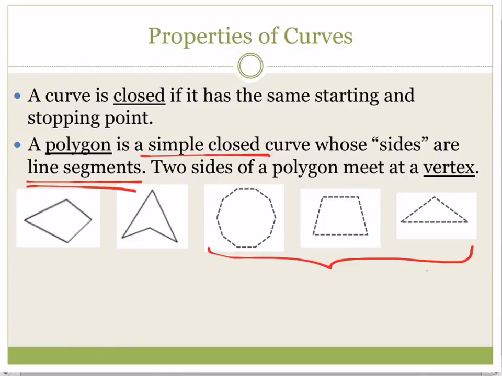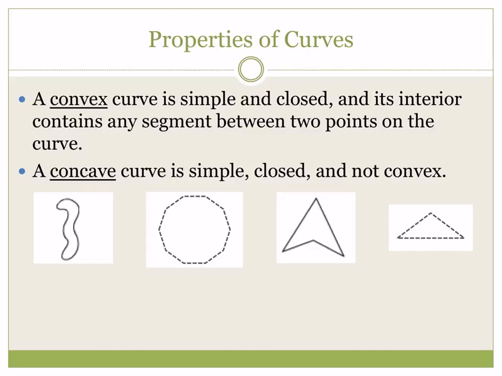All right, a couple more. Convex and concave. A convex curve is simple, closed, and its interior contains any segment drawn between two points on the curve. And concave is probably my favorite definition, maybe ever, because basically it says it's all those things and it's not convex. It's just the opposite. Everything else, we're going to give the name concave.